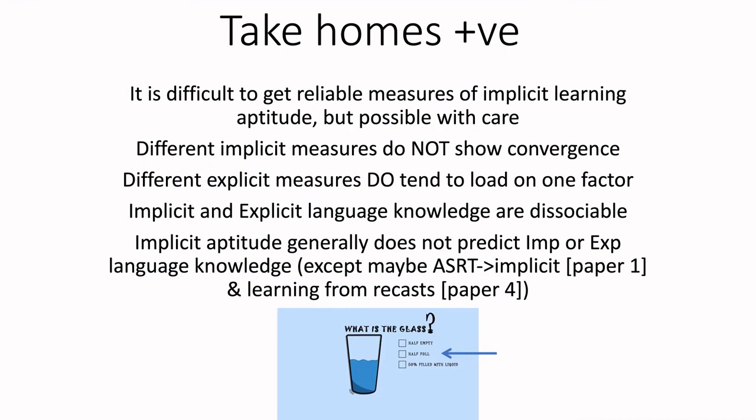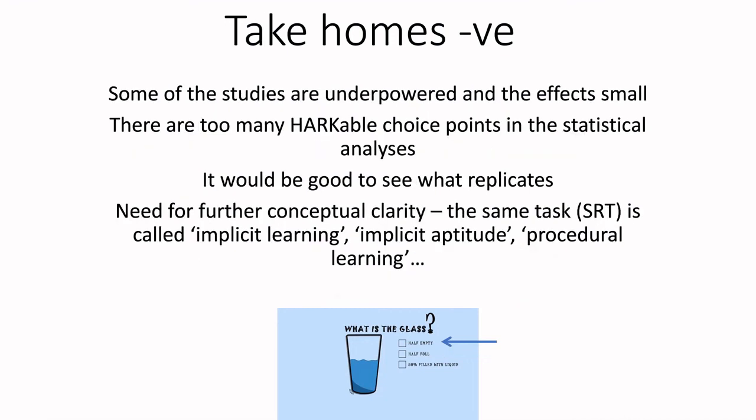Does implicit aptitude generally predict implicit or explicit language knowledge? Yeah, not much. Maybe in paper 1, maybe in paper 4, but the findings are not terribly robust, I don't think. Negative half-empty considerations.